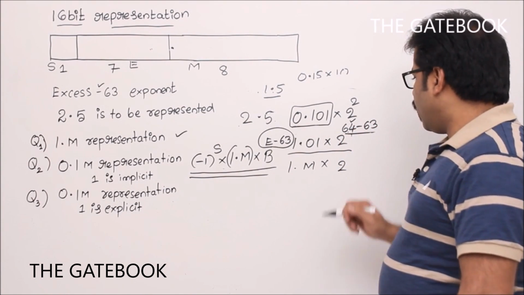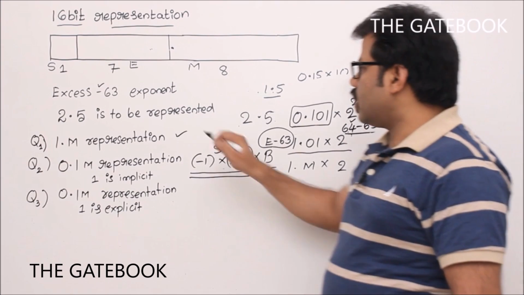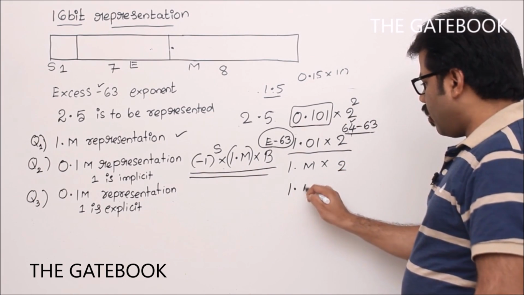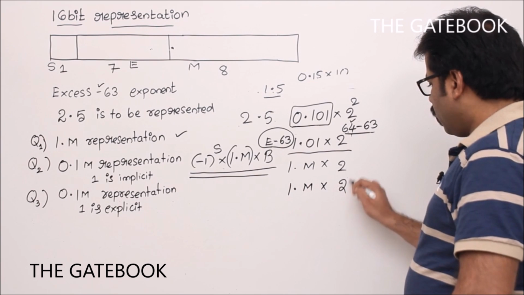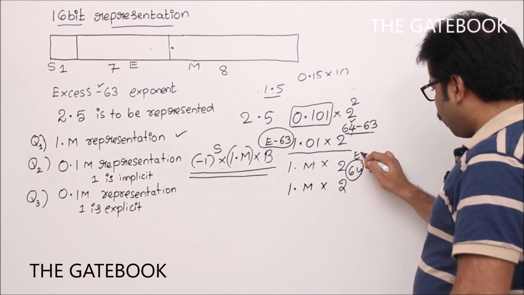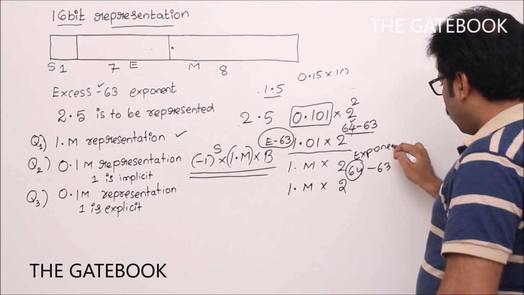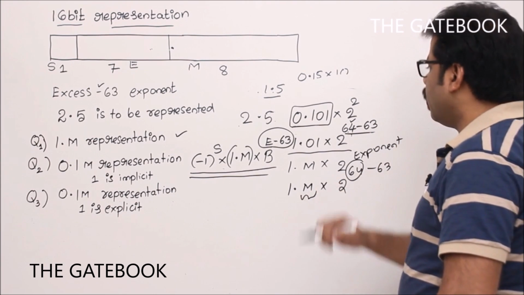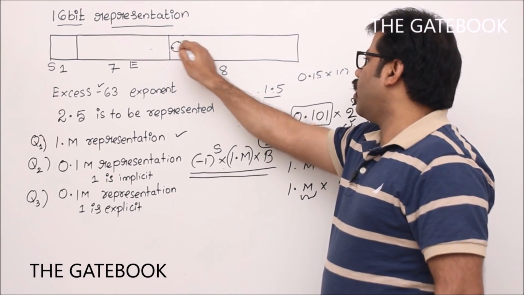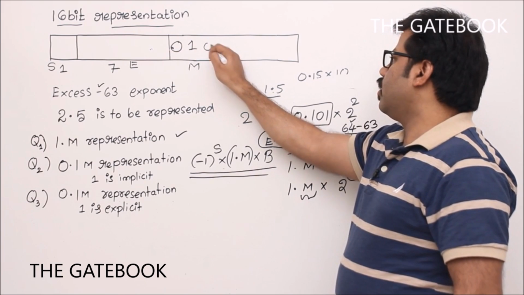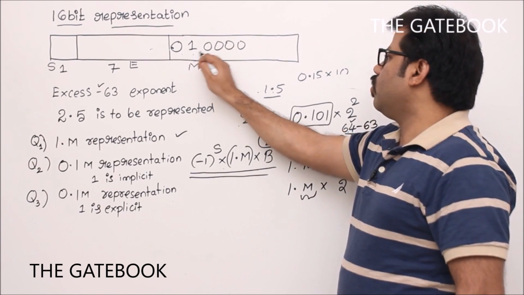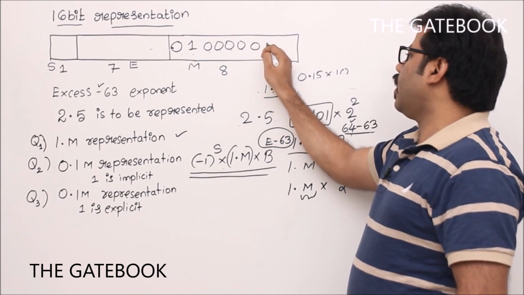So finally it is nothing but 64. I will explain everything. This is finally 1.m into 2 power 64 minus 63. So I got the exponent, right? And I got the mantissa, this one. Blindly fill them. The mantissa I got is 0, 1, and the remaining I can fill with zeros, right? 8 bits: 1, 2, 3, 4, 5, 6, 7, 8.